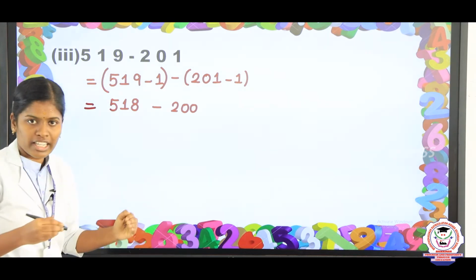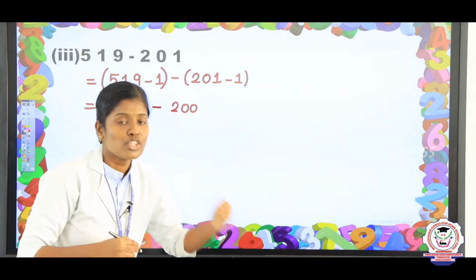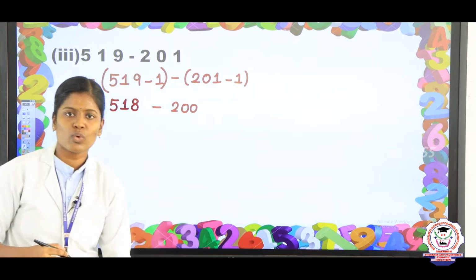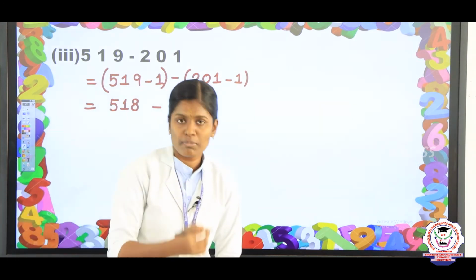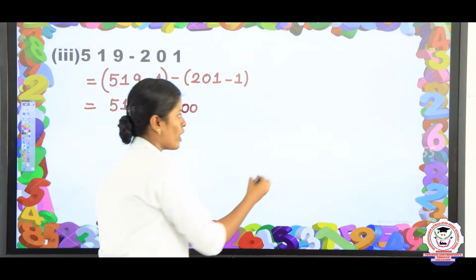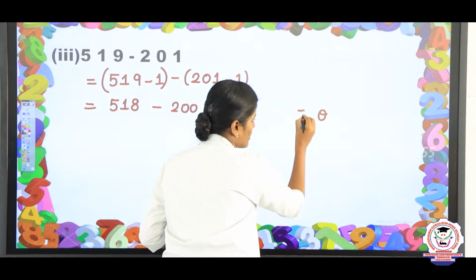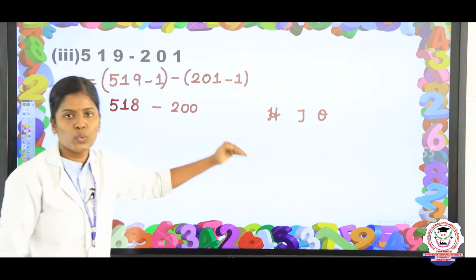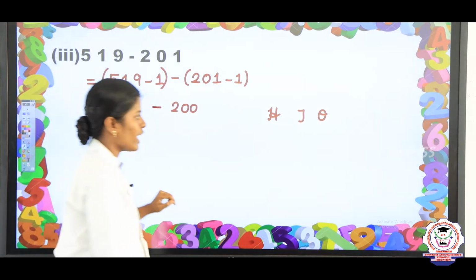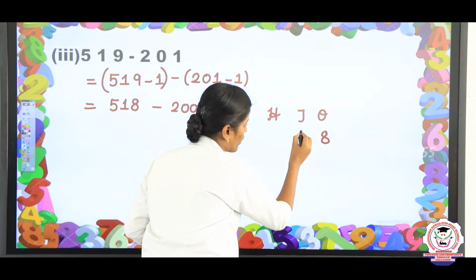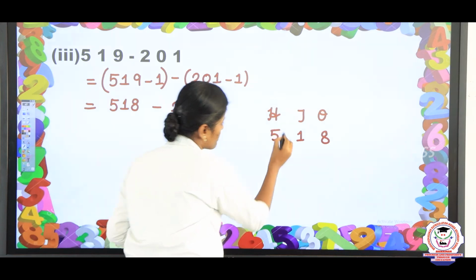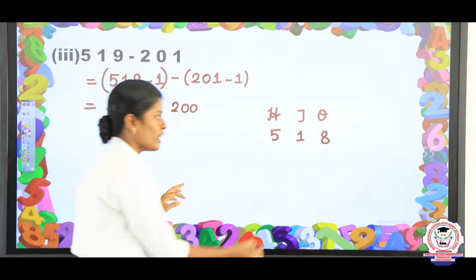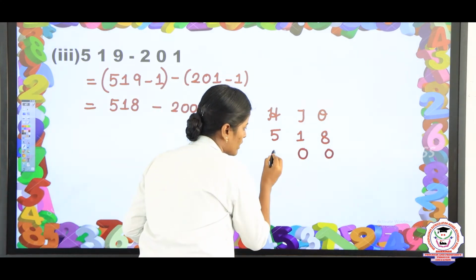Take 518 minus 200. So what is the first procedure? Very good. We need to write the place values. What is the first place value? The first place value is ones. So write ones, tens, hundreds. Take 518 and then 200. The ones place value is 8, the tens place value is 1, and the hundreds place value is 5. Likewise here, the ones place value is 0, then 0, then 2.